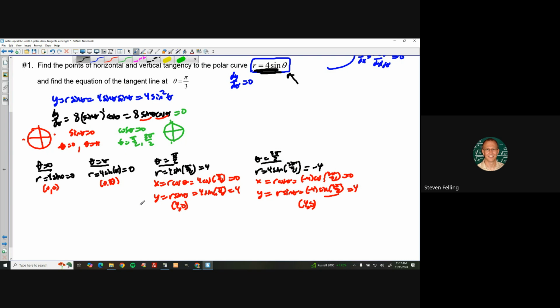So it looks like we have 2 points of horizontal tangency. We have a horizontal tangent at 0, 0 and at 0, 4. Okay, so here's our answer here.